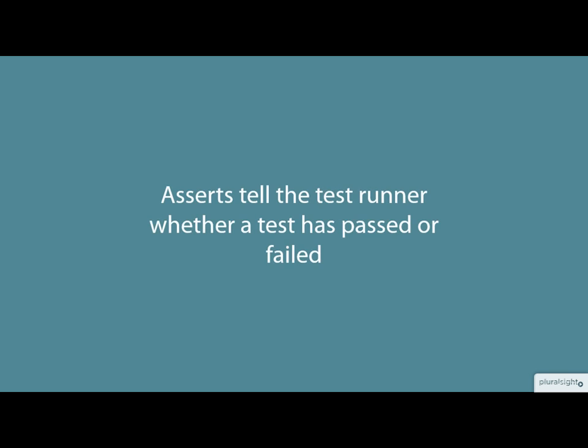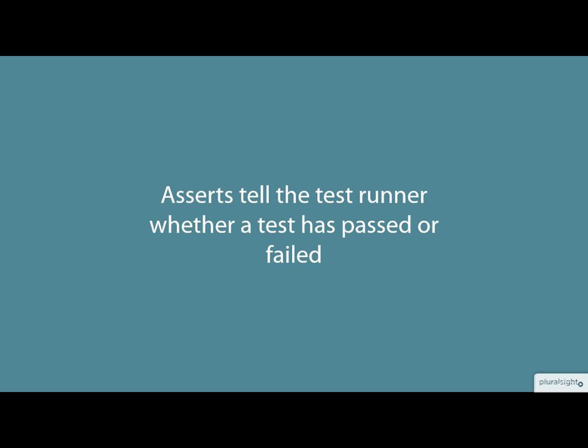So now we're able to mark classes as test fixtures, and we're able to mark individual methods as tests. We can now execute production code in our test methods and get some result. But we need some way of telling the test runner whether the test has passed or failed. To do this, we use asserts. And essentially, asserts tell the test runner whether our test has passed or failed.